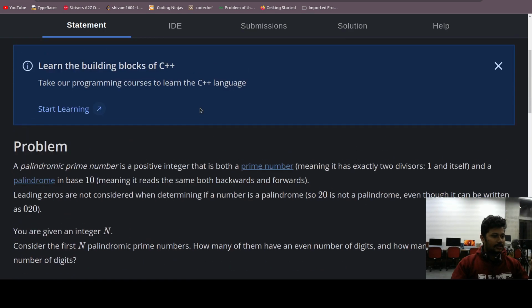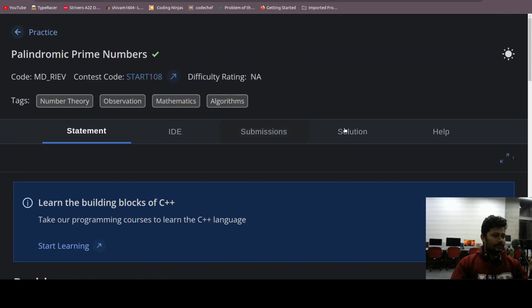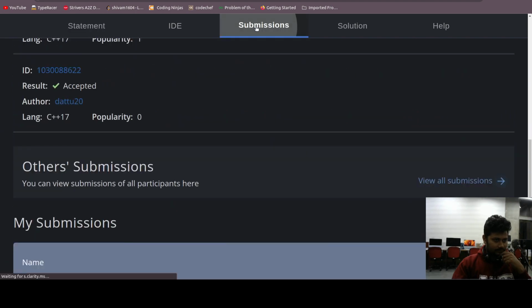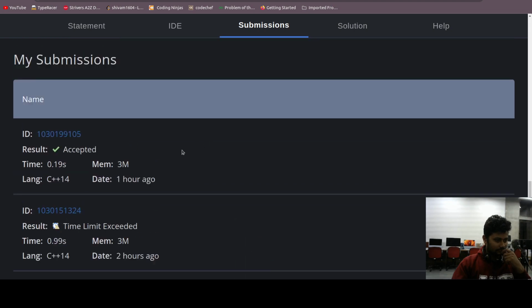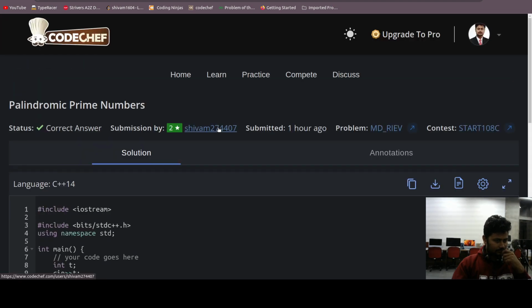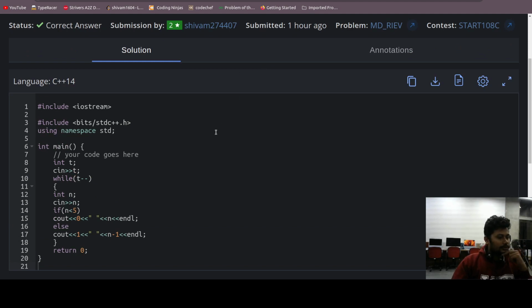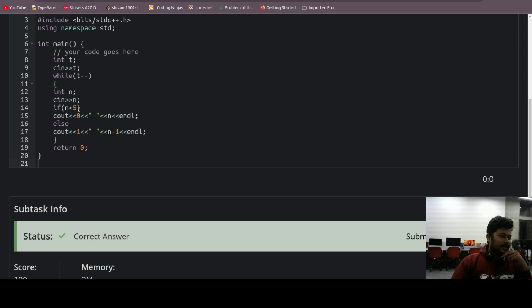So let's show the code. So here is the code for the same. First we will check n. If n is less than 5, then all the prime numbers are of odd length. So we will simply print that the odd length prime count is n and the even length prime count is 0.